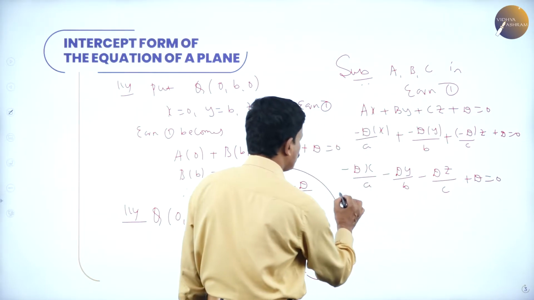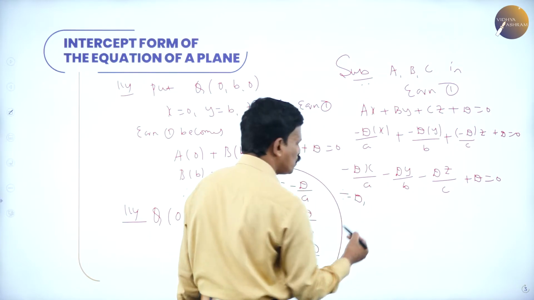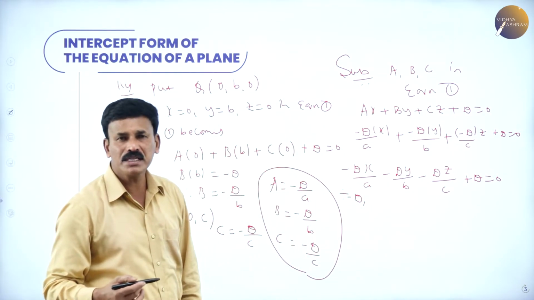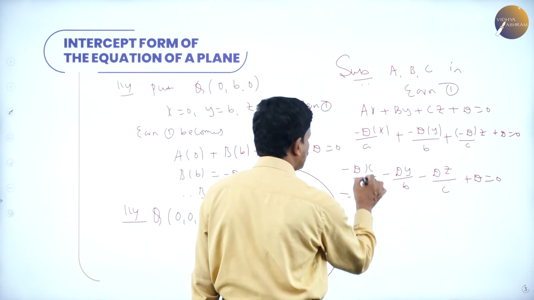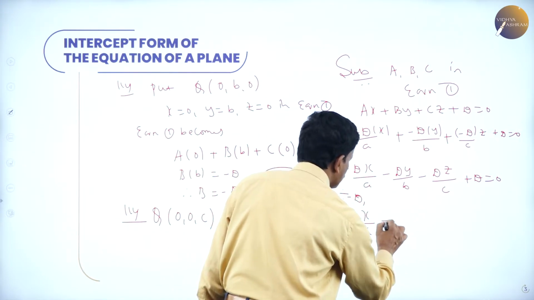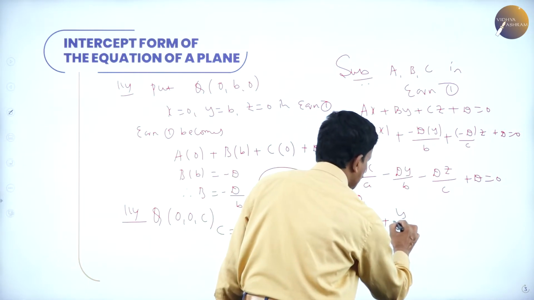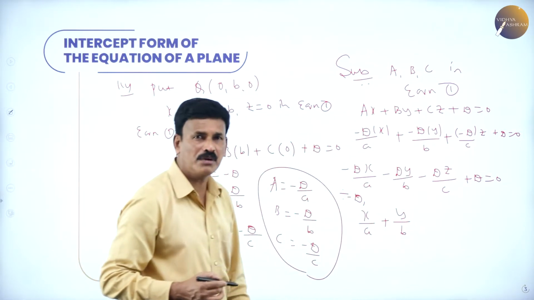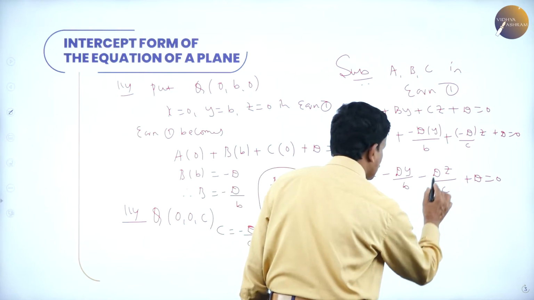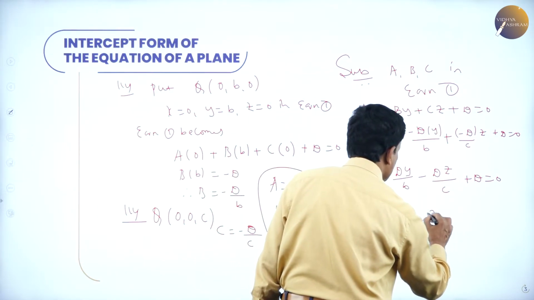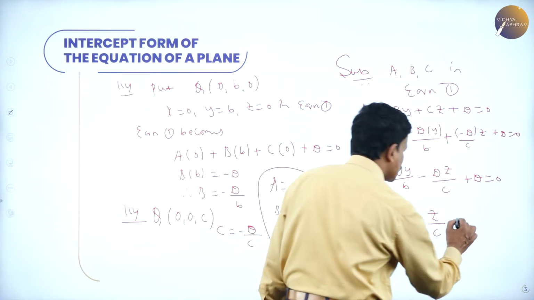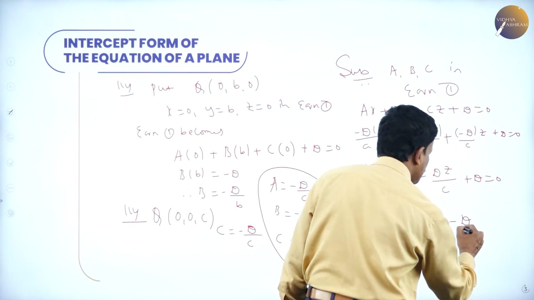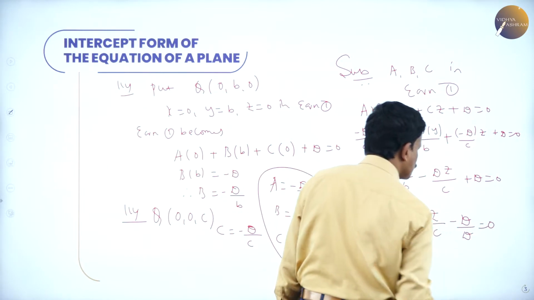Now let us divide by minus d. Divide throughout by minus d. If you divide by minus d throughout the equation, what you will get? Dividing by minus d, it gets cancelled. X by a, minus d gets cancelled. Y by b, minus d gets cancelled. Plus z divided by c is equal to, this is minus d by d is equal to 0.